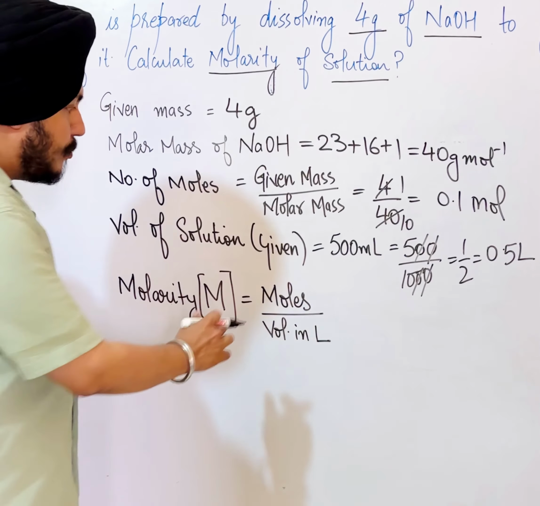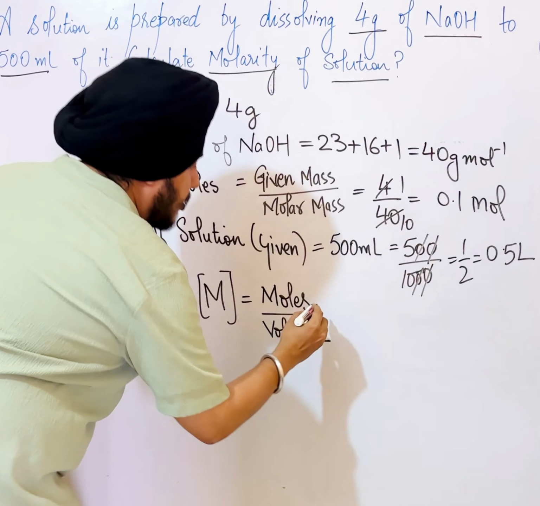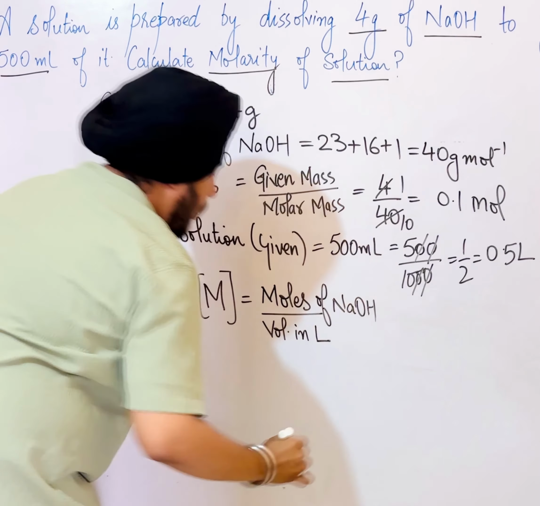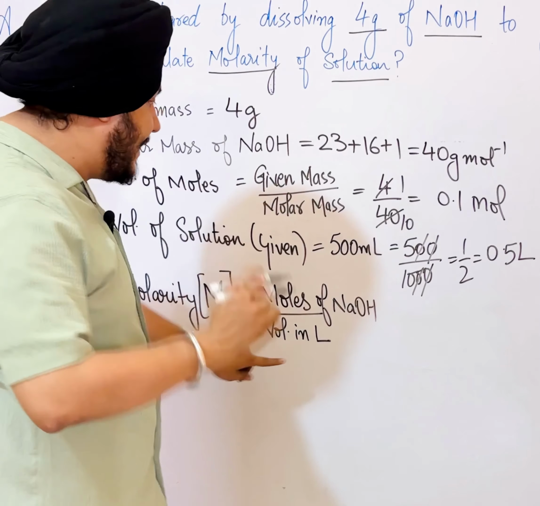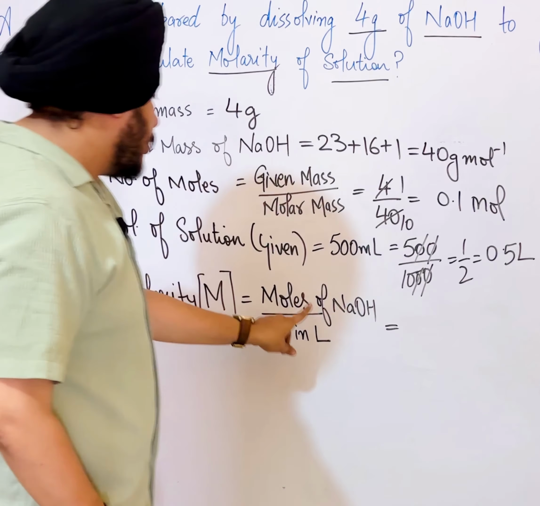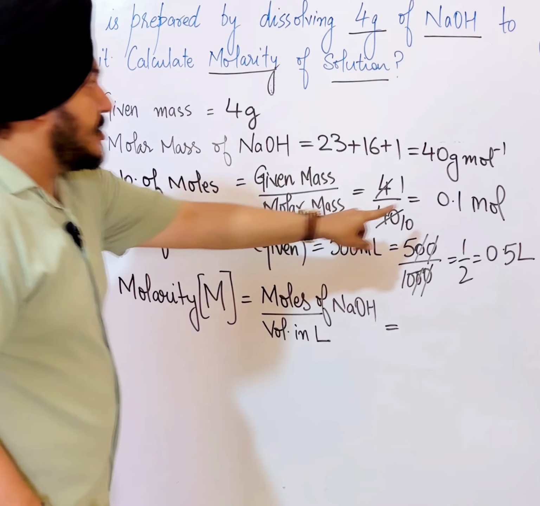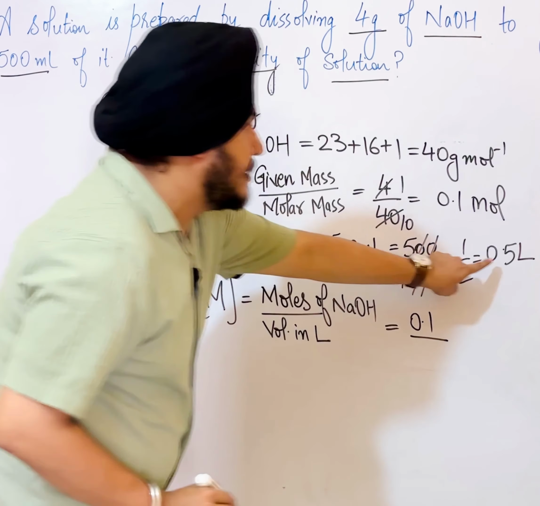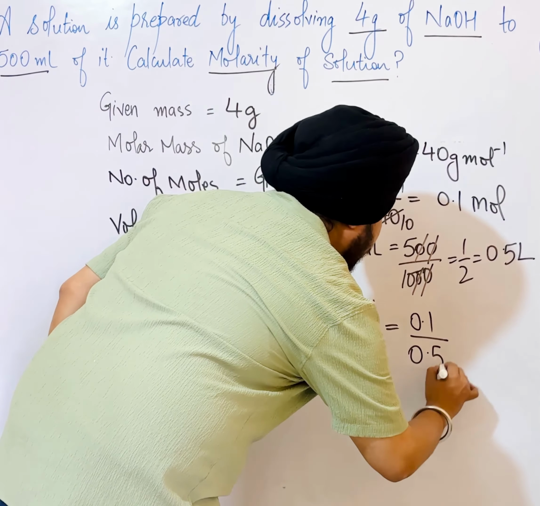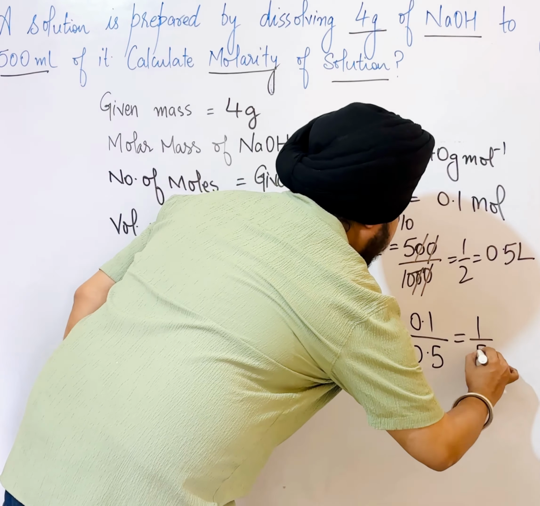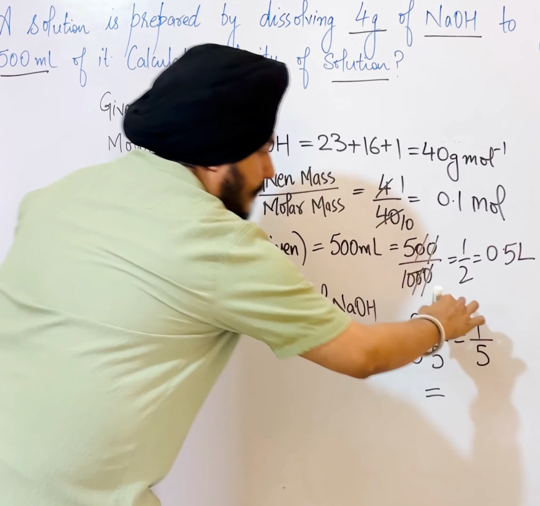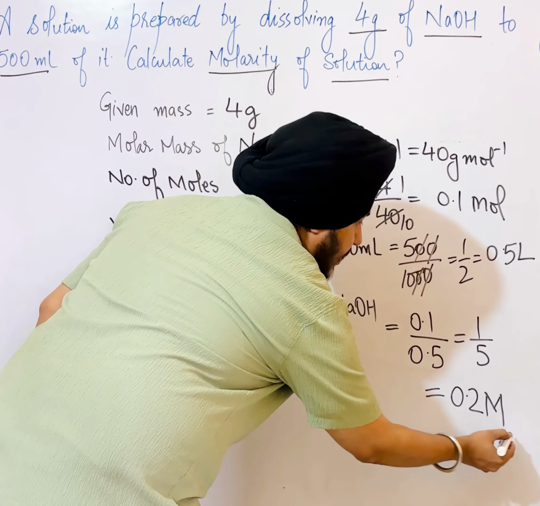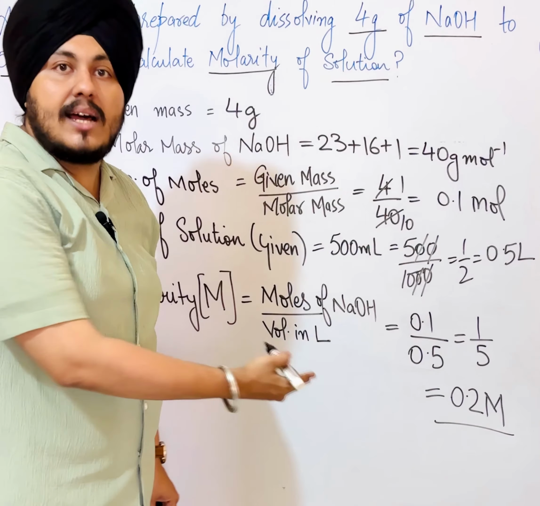Now molarity is represented by capital M. Its formula is moles, here we are talking about sodium hydroxide. So moles of sodium hydroxide upon volume of solution in liters. So moles of NaOH is 0.1 upon volume in liters is 0.5. So this becomes 1 upon 5 and our answer will be 0.2 capital M. This represents molarity. So this is our final answer.